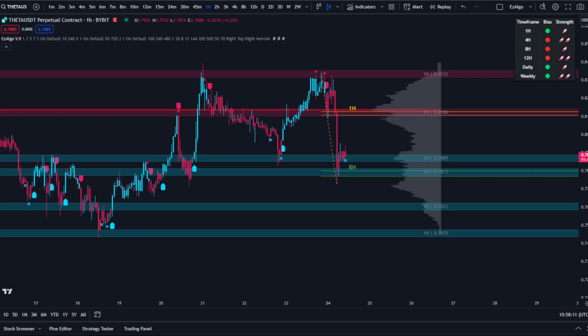But this is an entirely separate trading strategy than Smart Money Concepts. In our EzAlgo indicator, this is a retail-based trading indicator. So we have multi-timeframe support and resistance, buy and sell signals, auto golden pocket, this really nice trend dashboard, as you can see up here, and a few other things which I'm going to get into very shortly.